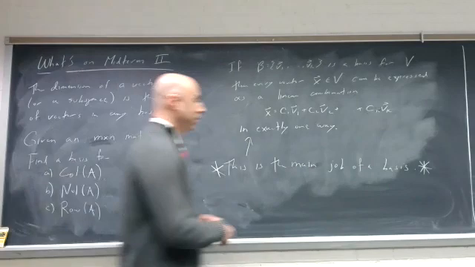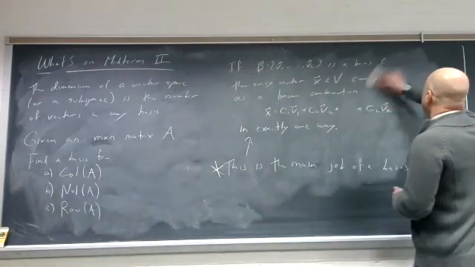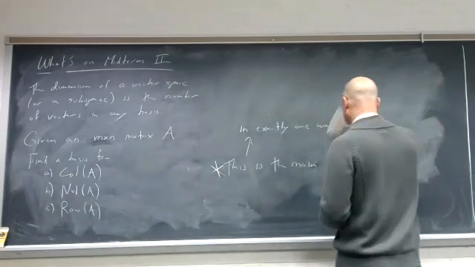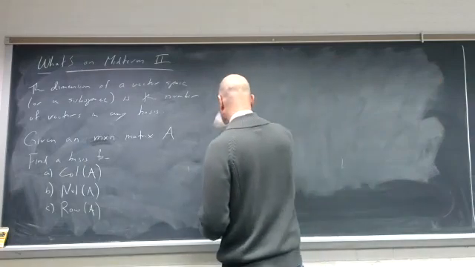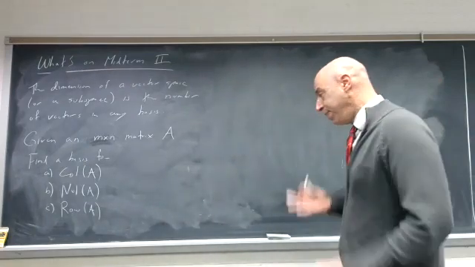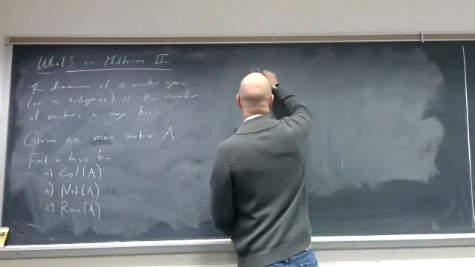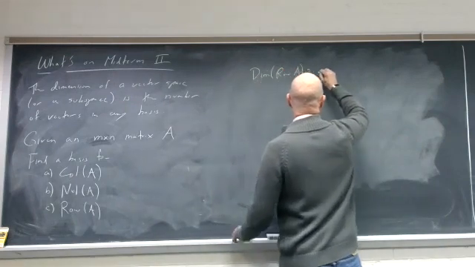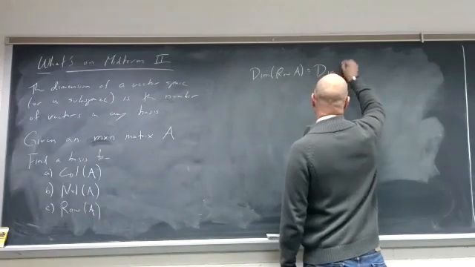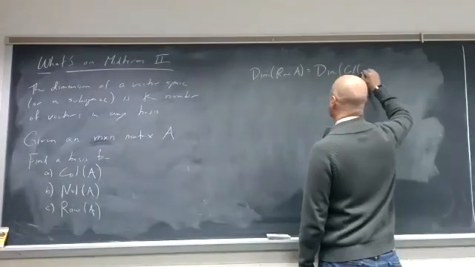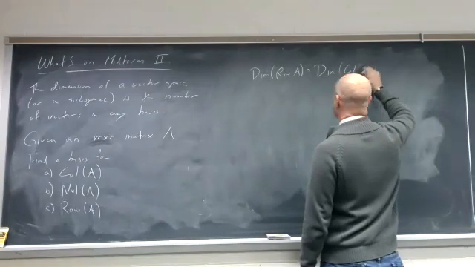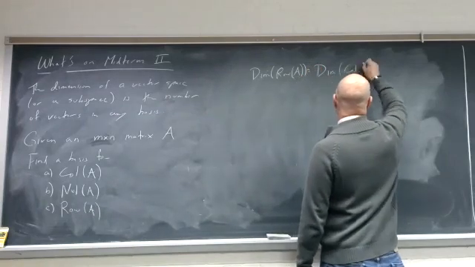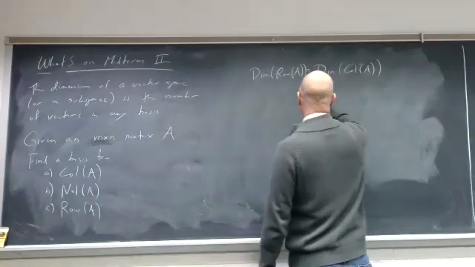And you should know that the dimension of the row space is going to be the same as the dimension of the column space, because that's the number of pivot columns. You should know that the dimension of the row space is equal to the dimension of the column space, because both these numbers equal the number of pivot positions.